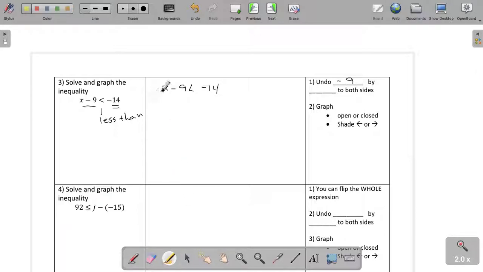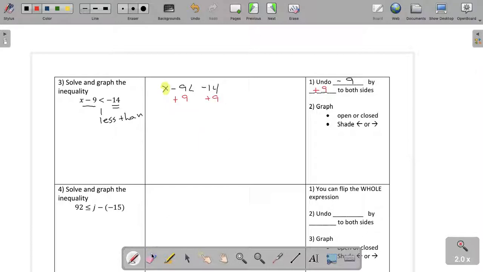Miss Morrell always highlighted this, right? Didn't she always highlight that x? That's what we want to get by itself. So that negative 9 is causing us a problem. So we're going to undo a negative 9 by plussing 9 to both sides. So I'm going to plus 9 and I'm going to plus 9.